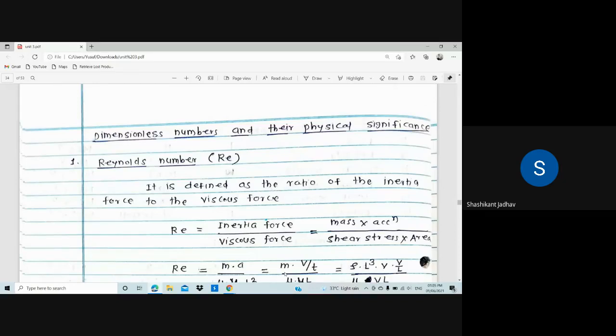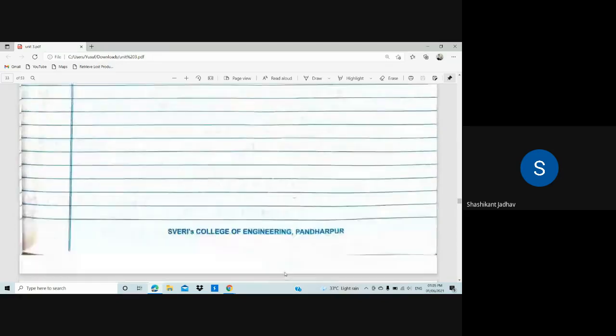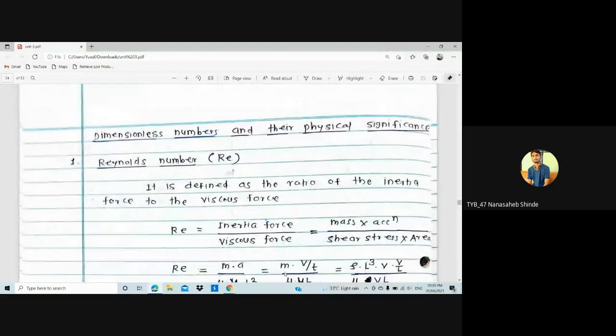What is the use of dimensional analysis? To test the dimensional homogeneity of any equation of fluid motion, then to derive rational formulas for a flow phenomenon. To derive equations, these are the uses of dimensional analysis.